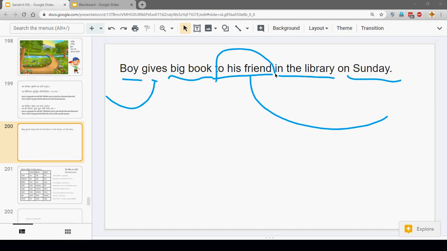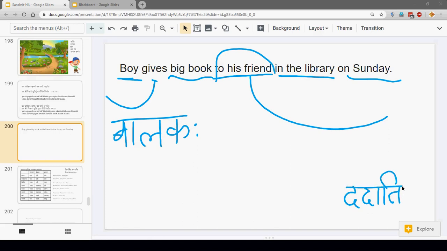But if you take a Sanskrit sentence similar to this, for boy we know balakaha. Let me write it right here, balakaha. For gives, there is a verb called dadati. There are other words also, but let's just use dadati here. Balakah dadati means boy gives. And big book. For book what is the word? Pustaka, and it is a neuter word. So pustakam.